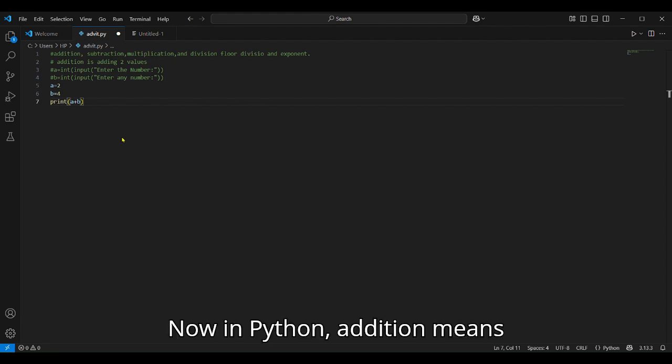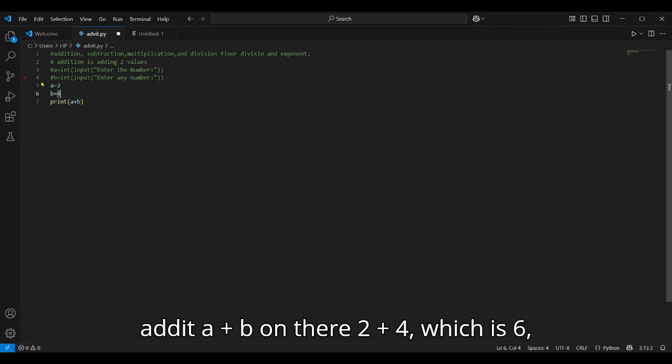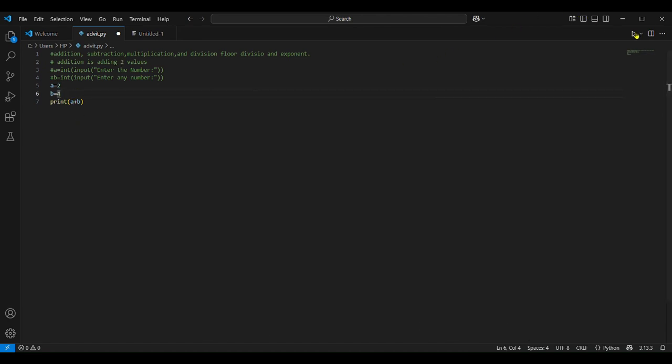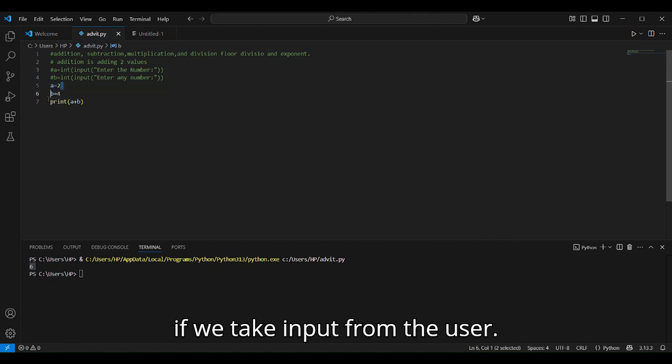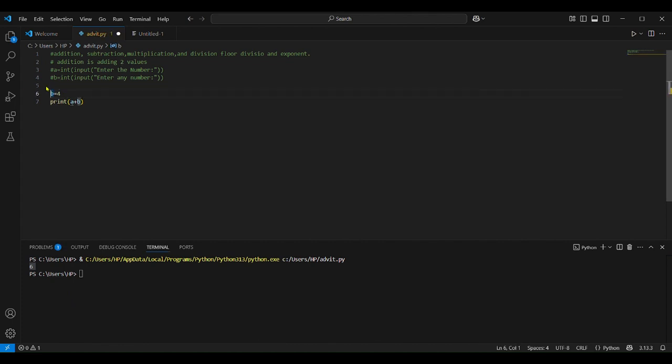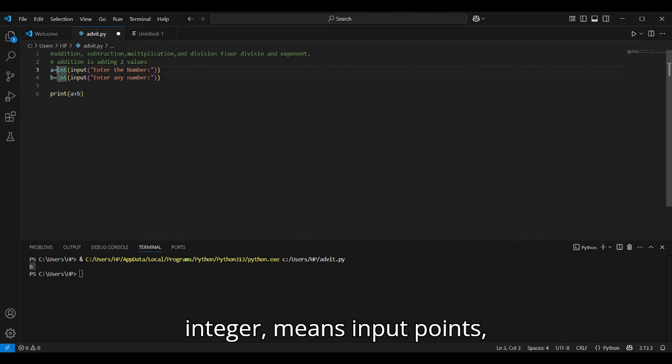In Python, addition means adding two variables, like a equals 2, b equals 4, adding a plus b, two plus four, which is six. This is only assigning the values. If we take input from the user, I will comment. So here a is a variable, equals int, which means the input is an integer.